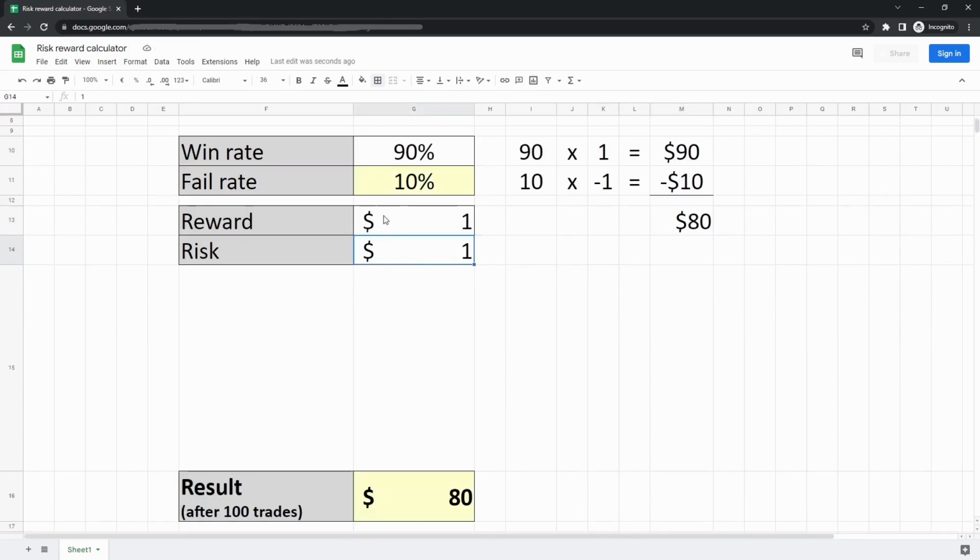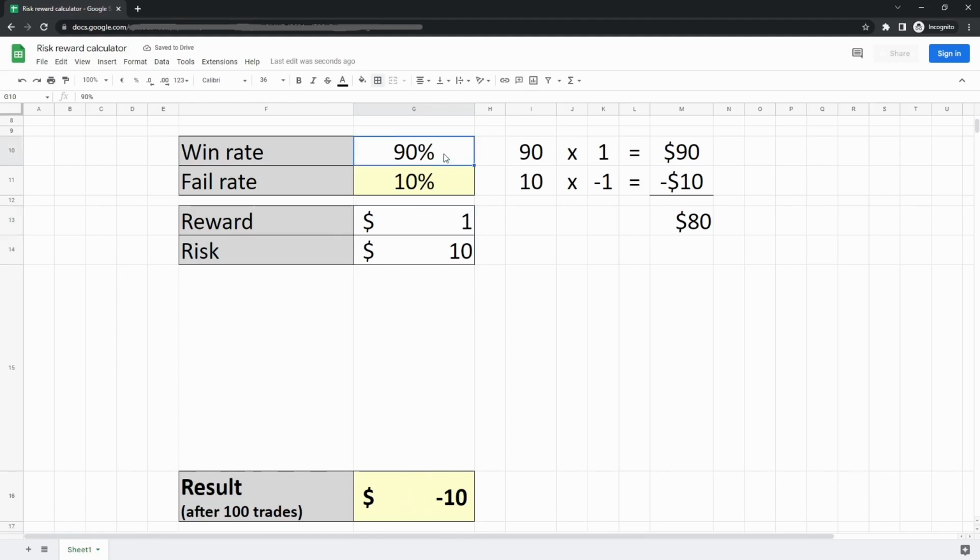But guys, the thing is that when we have a 90% win rate, very hardly we are going to get a one-to-one risk reward. Most of the times to get a huge win rate like this, they are risking $10 to win $1, to make $1 of profit. And what's the return? They are actually getting a loss after 100 trades.